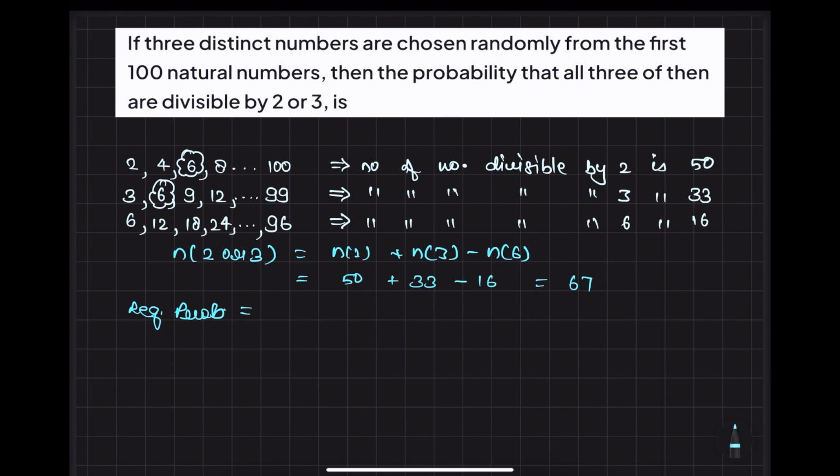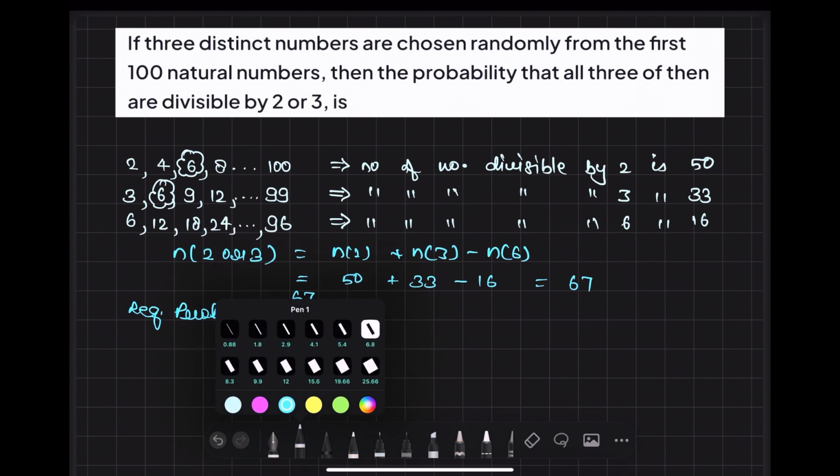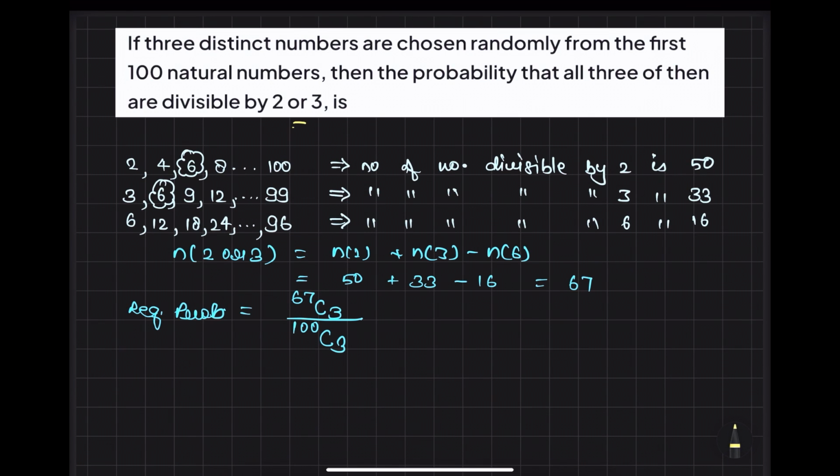Okay. Now the required probability is, out of 67 numbers I have to select 3 different numbers. So this is favorable outcomes. Now we have 100 numbers, out of which we have to select 3 numbers. So that is total number of outcomes. So here they wrote or, that's why this is the required. Suppose that it is and, then the required probability would be, out of 16 numbers you have to select 3, so 16C3 divided by the total, 100C3.